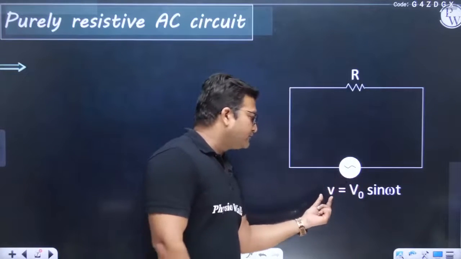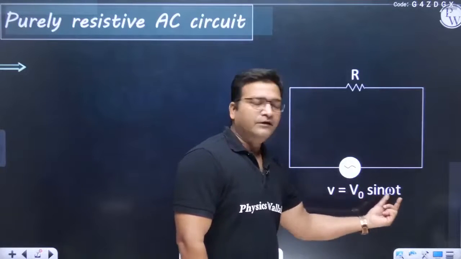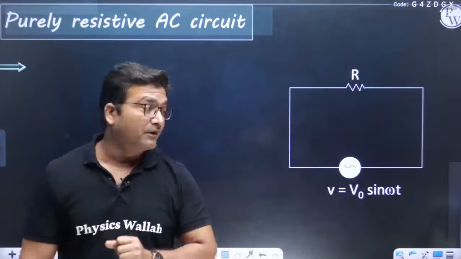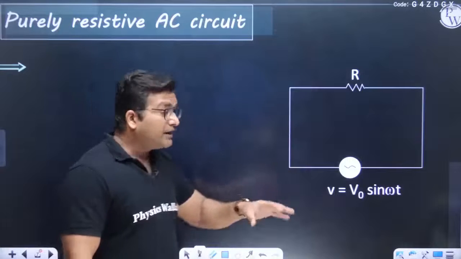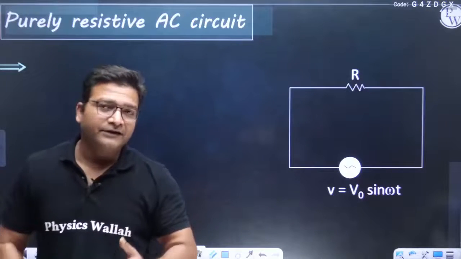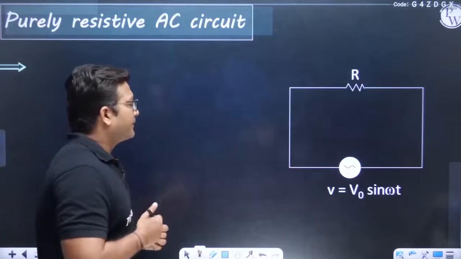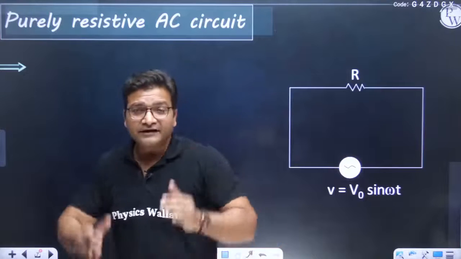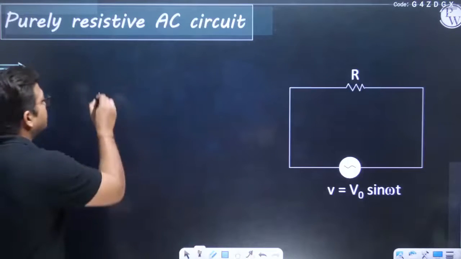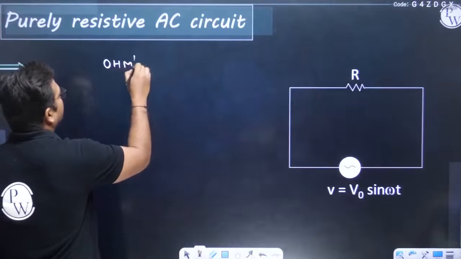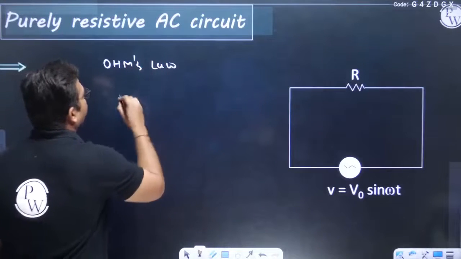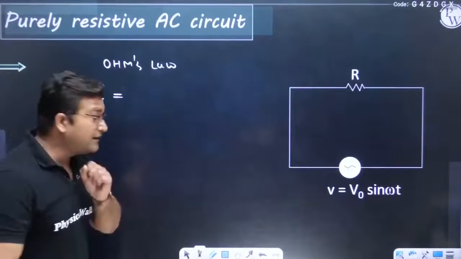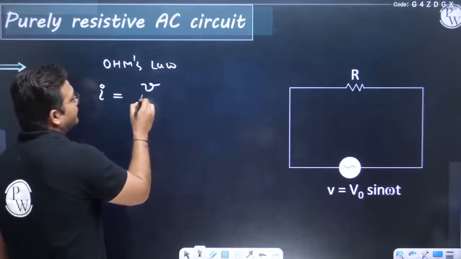The AC voltage source is given by V naught sine omega t. So V naught is its peak value and omega is its angular frequency. Remember, omega is angular frequency. From omega you can find the frequency, and the frequency would be omega upon 2 pi. When we apply some voltage across resistance, the resistance always follows Ohm's law.